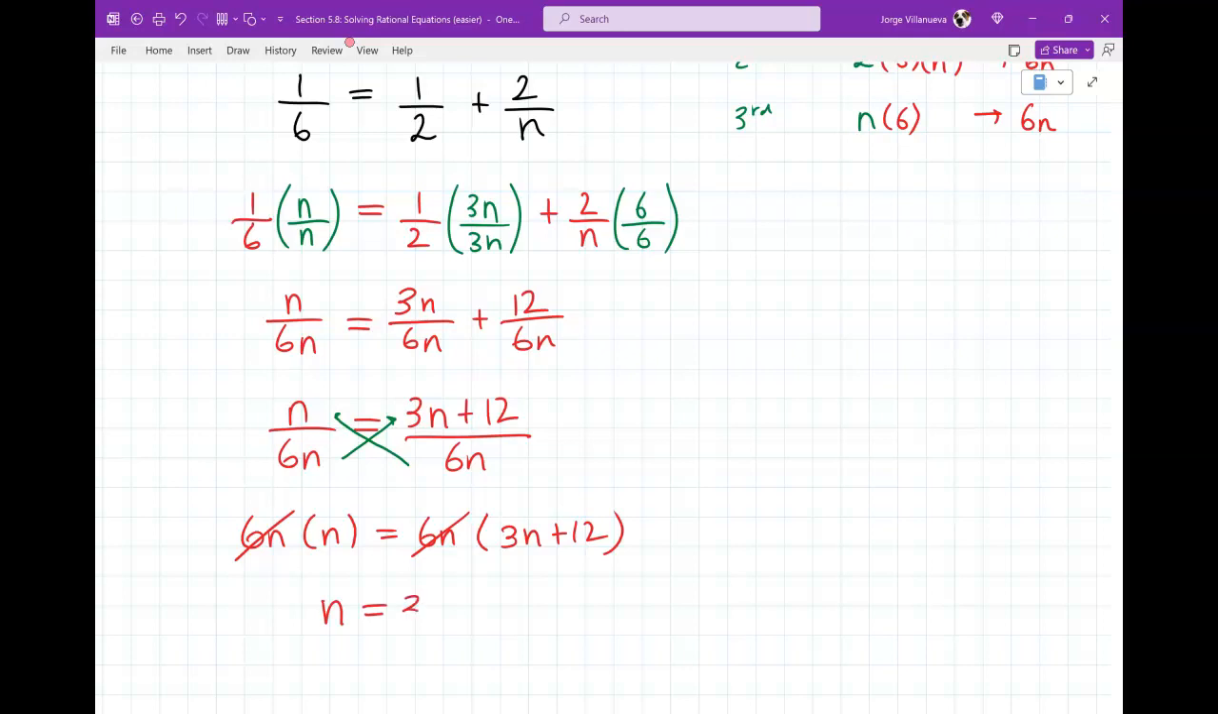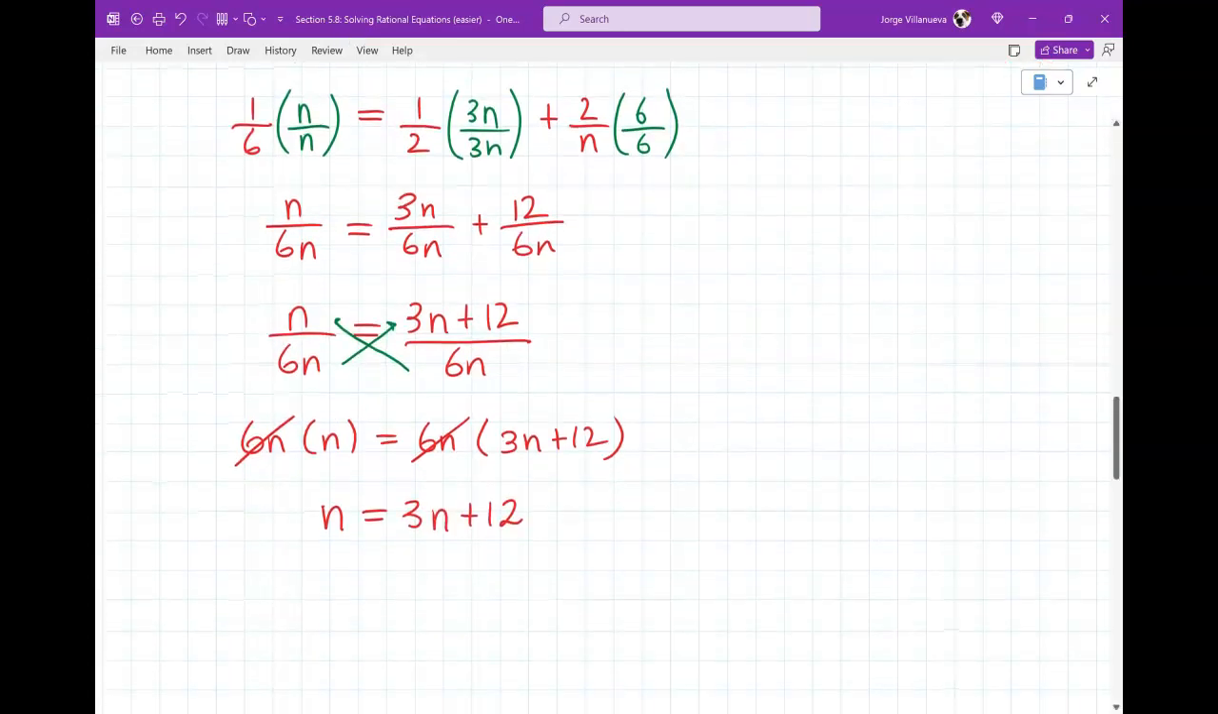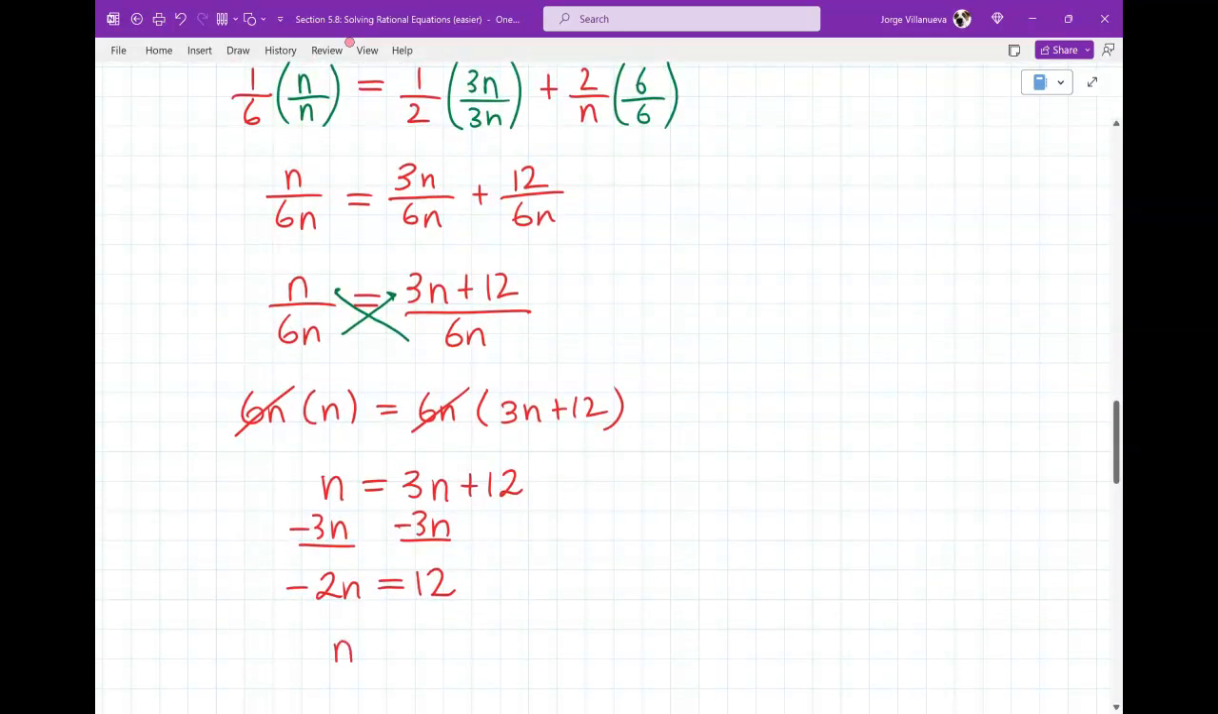n equal to 3n plus 12. Now, since I already have the 12 on the right side, let me just subtract 3n on both sides. It doesn't matter which way you go, but I'm going to go this way. That's going to give me negative 2n equal to 12. So what's n equal to? Negative 6.